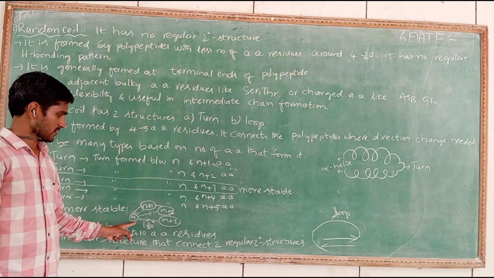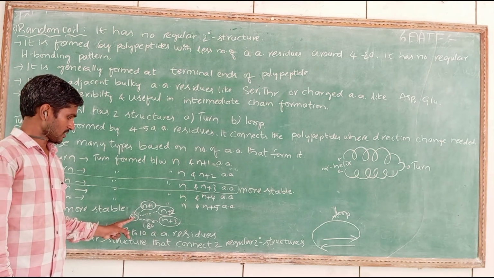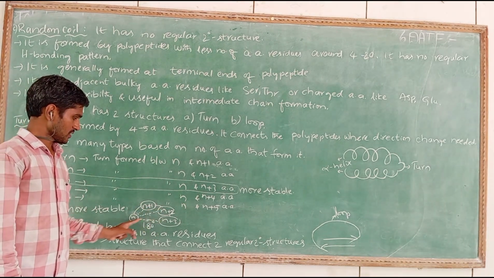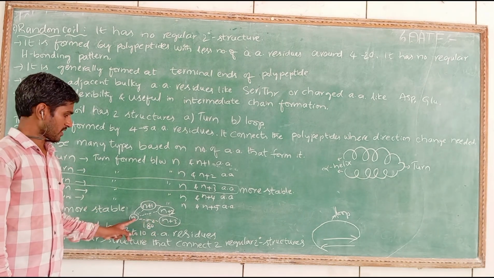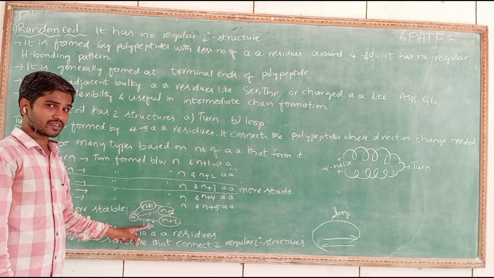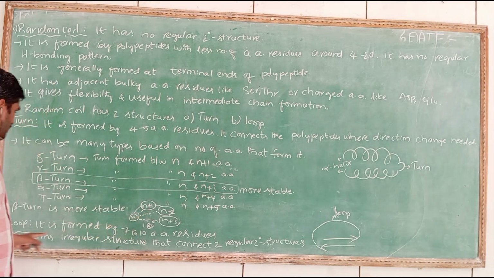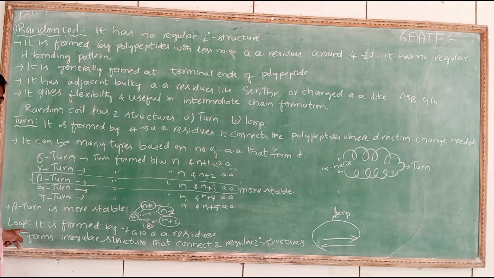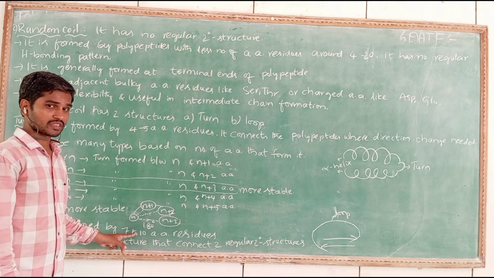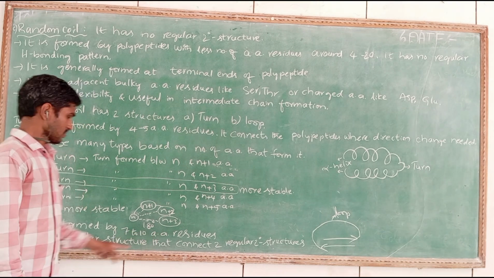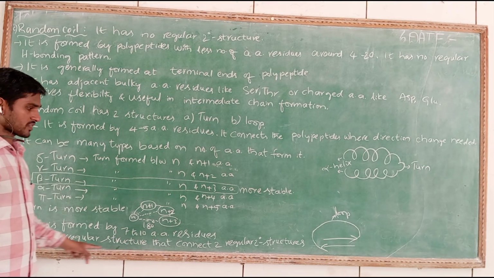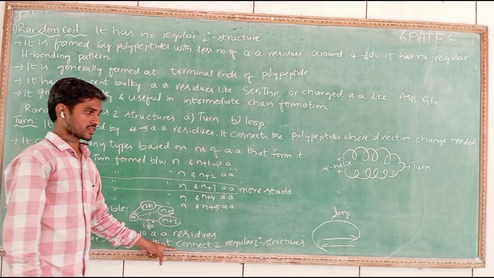If you see the structure of beta turn, that is N, N plus 1, N plus 2, N plus 3. The structure formed between N and N plus 3, which is a straight line, is more stable. The other two have some different angles. The other type of irregular structure is the loop. It is formed by 7 to 10 amino acids. So it forms an irregular structure that connects the regular structures like this.